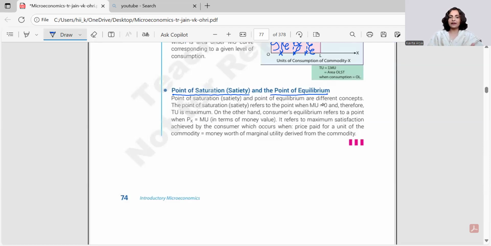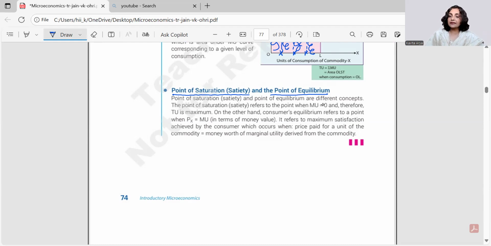Saturation, for example, if I take two chapatis in one meal, so if it's a matter of bet and bidding, I may go for four. Beyond that, I would feel like vomiting. But till four, I can have, right? So that's my point of saturation, my maximum capacity. But what gives me ease and satisfaction is equilibrium.